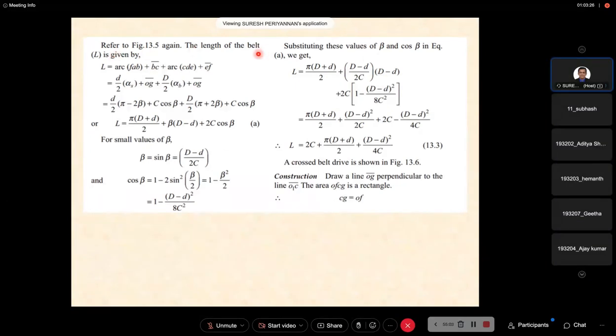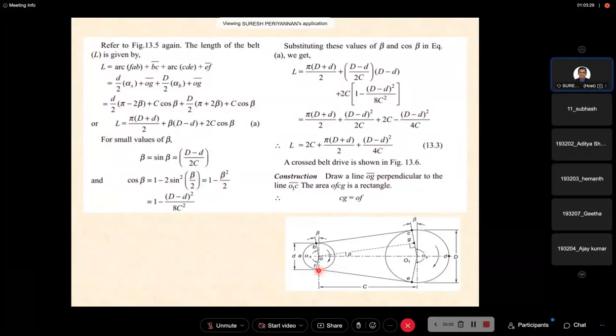Now we know the length of the belt, right? I am starting from here: FAB, this length is the arc of the belt. Then BC. Then again the arc of the belt on the bigger pulley, CDE. Then EF. This is the concept. Now the arc of the belt here is D by 2 into the angle, which gives this particular portion of the belt length, into angle alpha s because it is the smaller pulley.